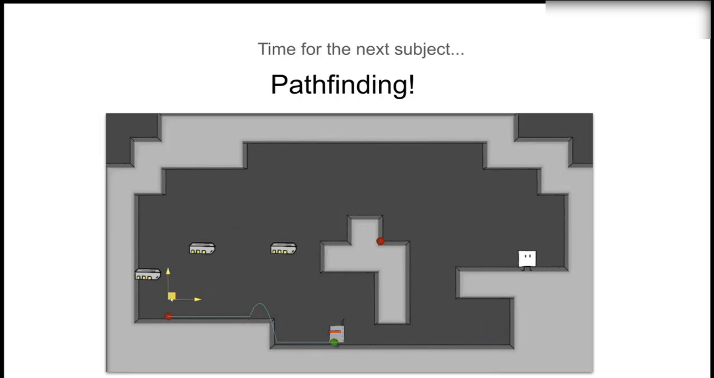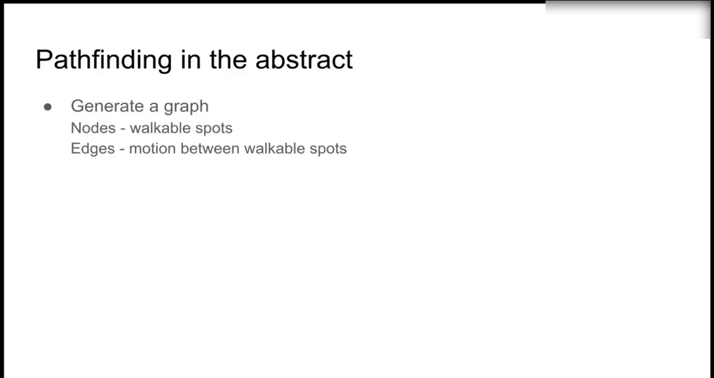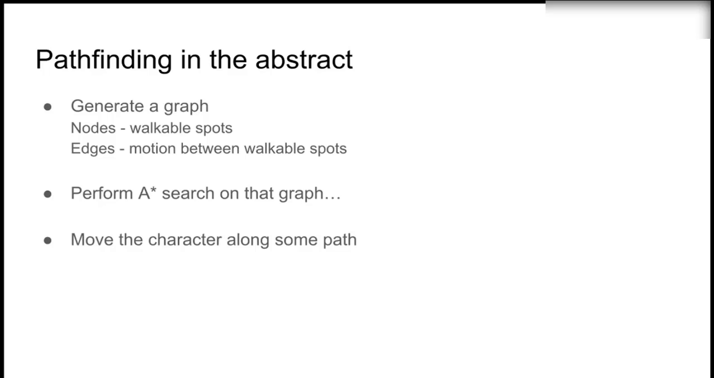Anywho, moving boldly ahead, the next thing is pathfinding. So there's this little robot guy who will chase Louie around in some of the levels, and he's a total jerk, so you have to escape him. So how does this work? Pathfinding in the abstract, if you had a graph, which is just a bunch of nodes and edges, where the nodes are the walkable spots and the edges are the possible motions between those spots, then you could use any kind of pathfinding algorithm you would like. I used one called A*, and that would generate you a set of edges, and you just have to move the character along those edges. So that's where we're going.